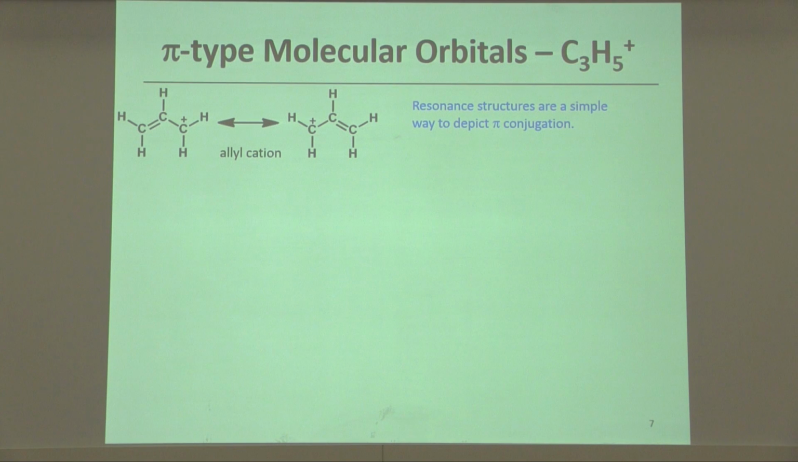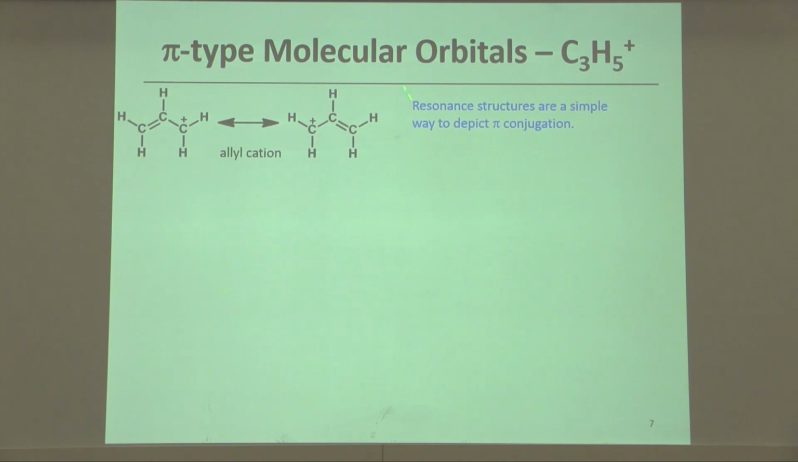I want to start applying these same concepts to some slightly more complicated systems. The first one we're going to look at is the allyl cation, or a C3H5 plus ion. This is a pretty stable and typical ion that gets talked about in introductory organic chemistry. You can see that there are 2 resonance structures here depicting the delocalization of charge and the delocalization of the pi bond in the allyl cation.